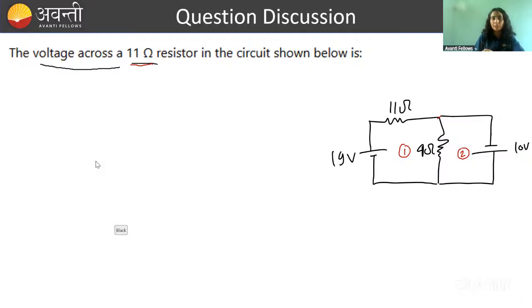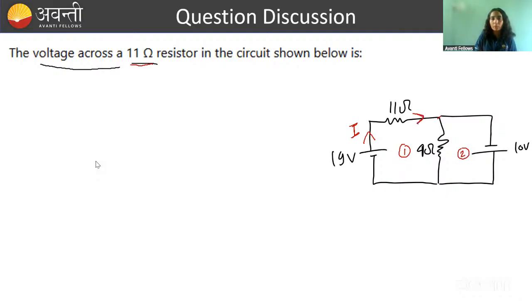First, you just take the current coming out of any one battery. Which battery to select? Where to give preference? You just look for which battery has more potential. So 19 volt has more potential than 10 volt. So I will take the current coming out of the 19 volt battery. The current coming out is I, and it is going like this.